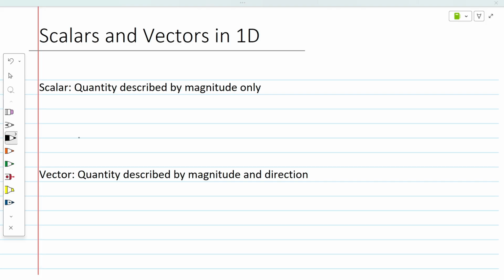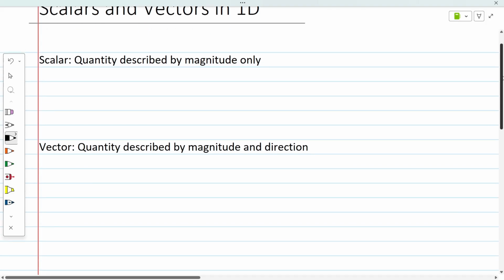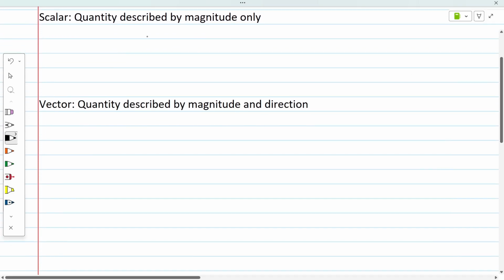Let's talk about scalars versus vectors. What is a scalar? What is a vector? What does that mean when you say scalars? Because we'll be using scalars and vectors throughout the whole class, so it's kind of important fundamental information here.